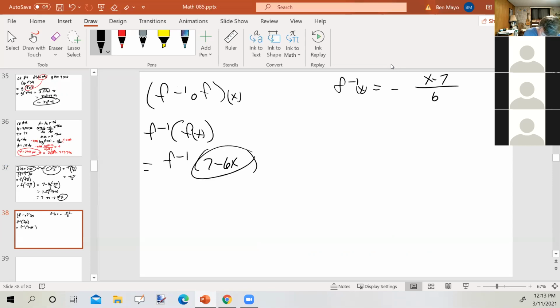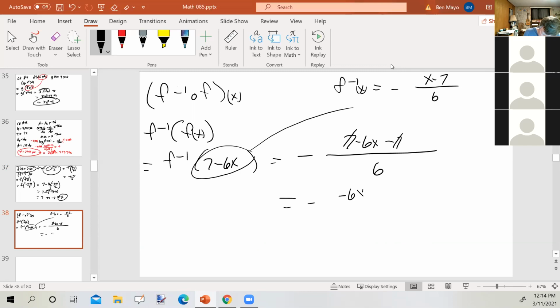So we're going to put this in there, and we're going to get negative 7 minus 6x minus 7, all over 6. The 7 and the minus 7 reduce, and we've got negative 6x over 6. The 6 is reduced, and we've got negative times negative x, which is x.